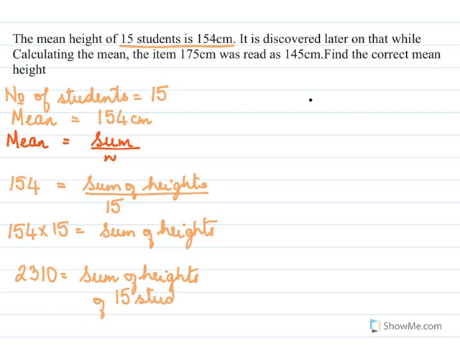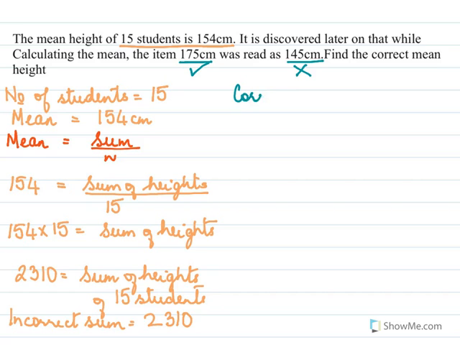But however, this sum was not correct, like we see in the next part. While calculating the mean, the item 175 was read as 145. So this was a right reading and this was a wrong reading. So this is the incorrect sum. Here we write incorrect sum, 2310. We need now to calculate the correct sum.